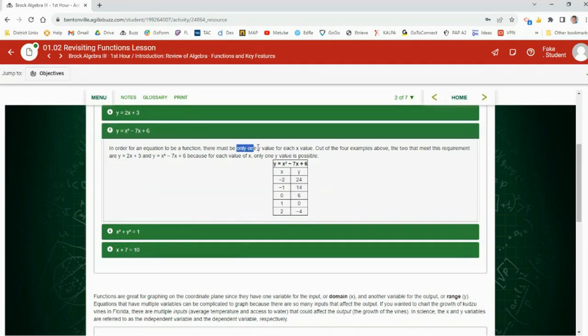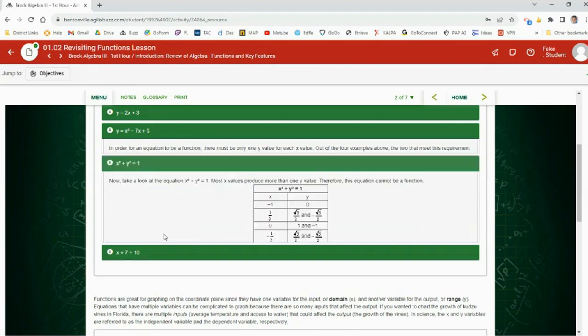y must only be 1 y. So choose these x's, and they only have one y value right there, -2. Substitute -2 into there. -2 squared is 4, minus 7 times -2, that's positive 14, plus 6. So that all equals 24. 4 plus 14 plus 6. Only one value.